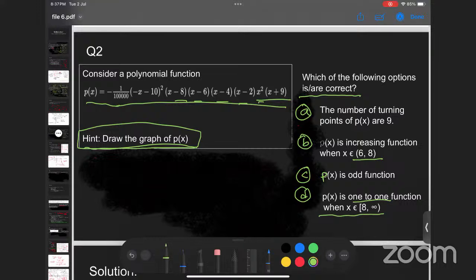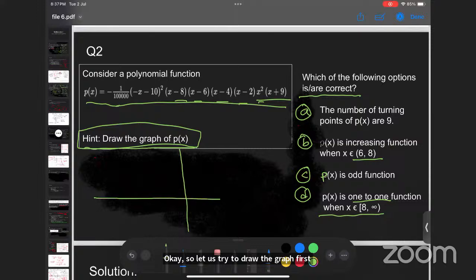So I got some answers. Someone is saying A, B; B and D; D; B, C; A, C; B, C, D. So we have so many answers. Okay, let us try to draw the graph first. Can you help me to draw the graph?